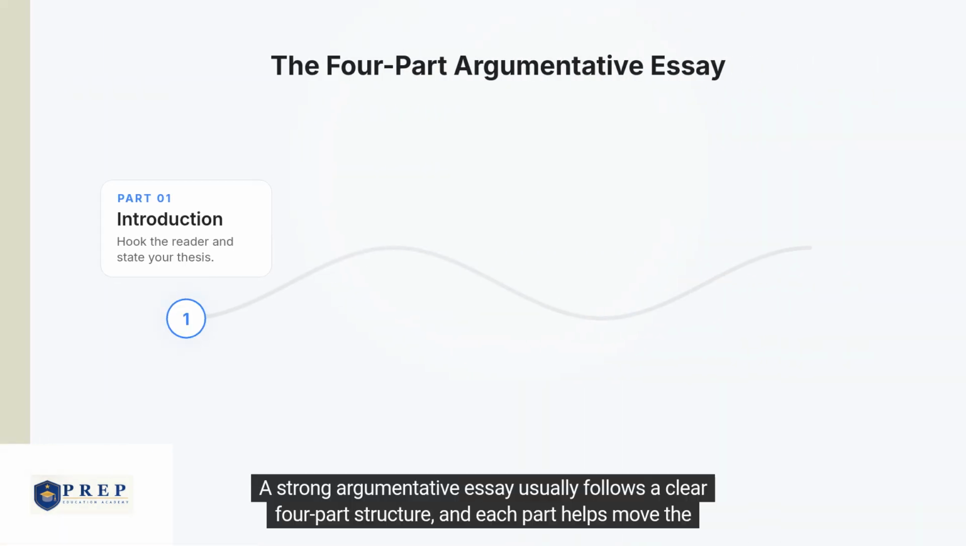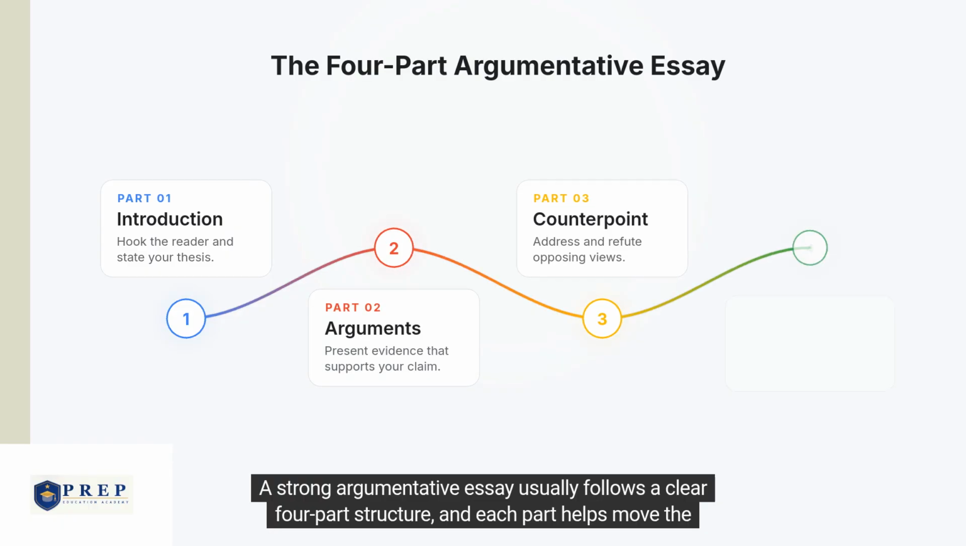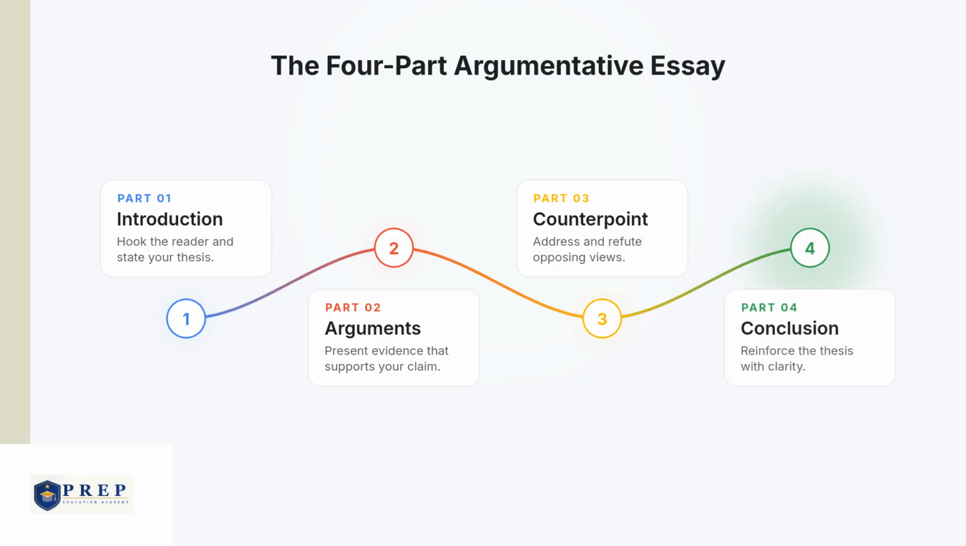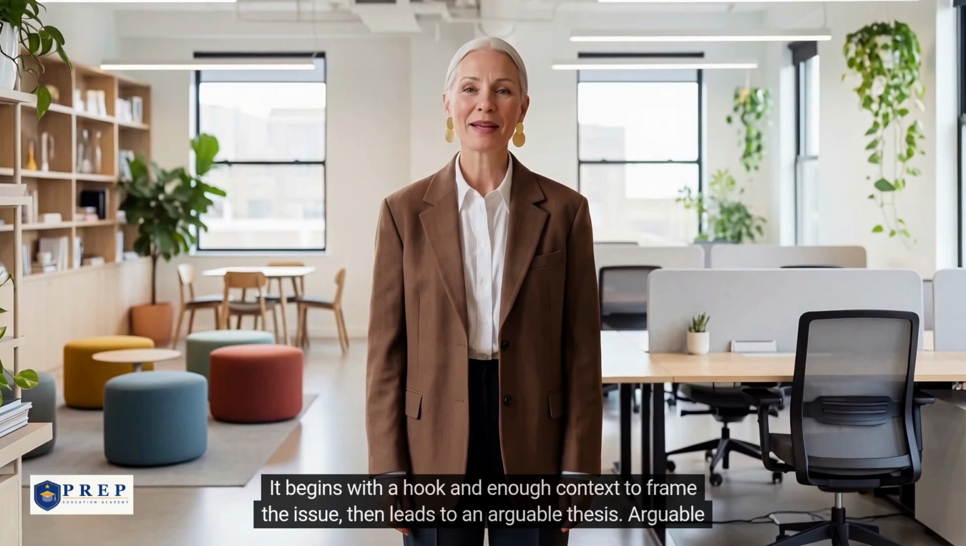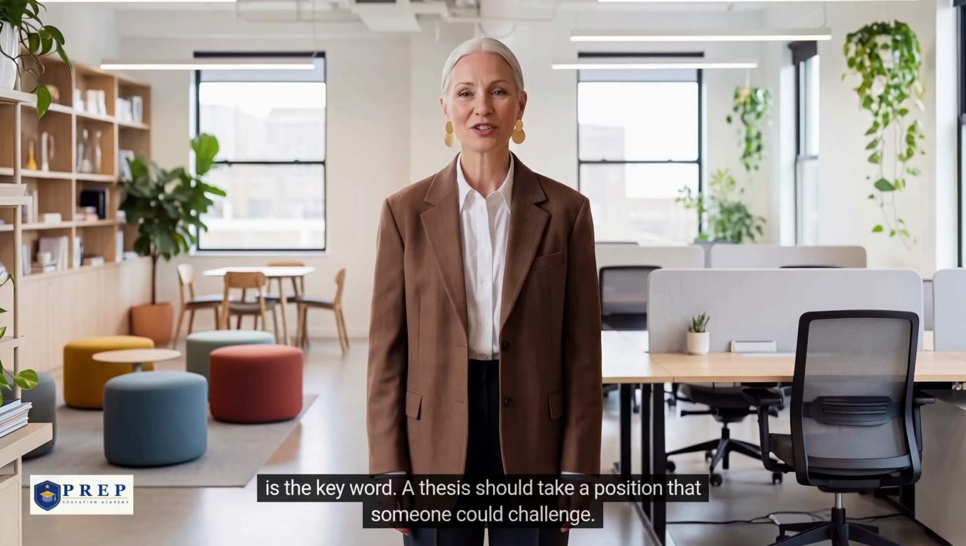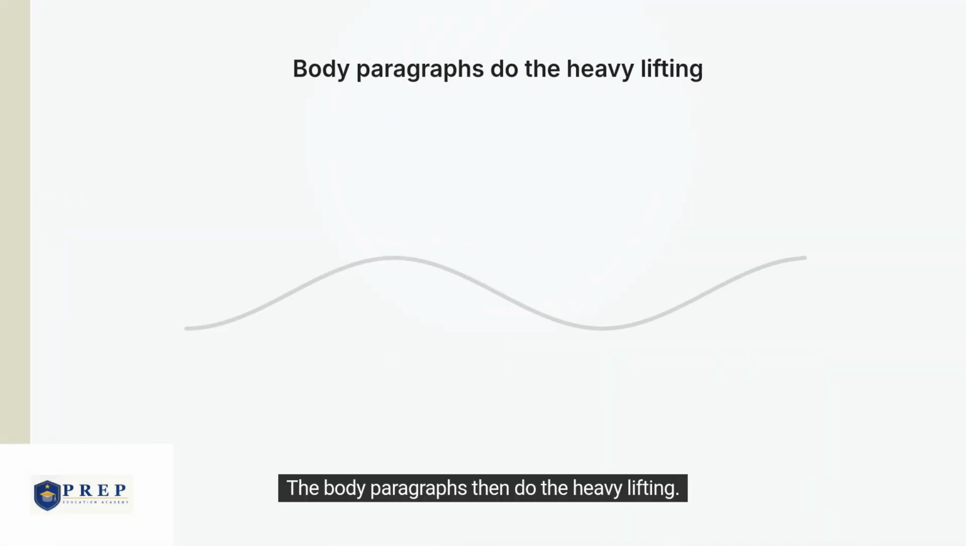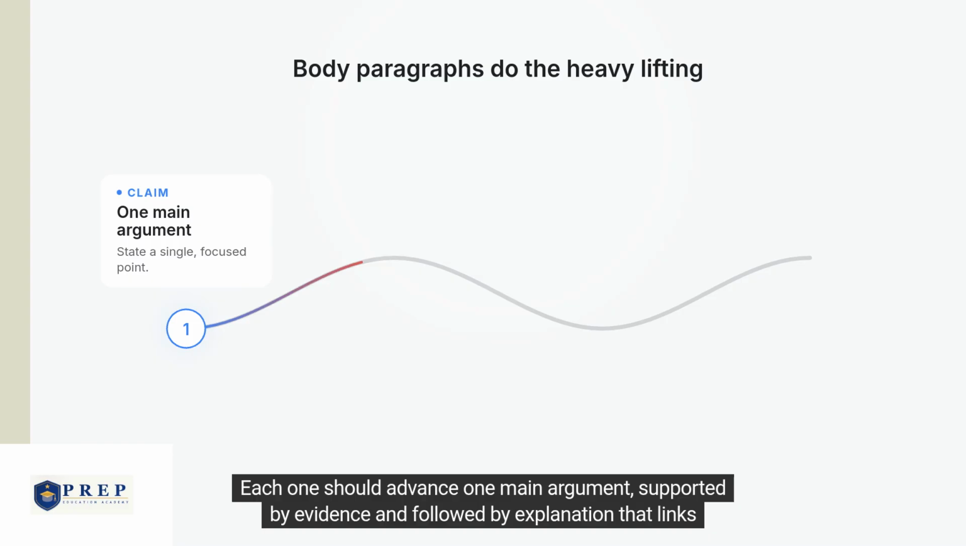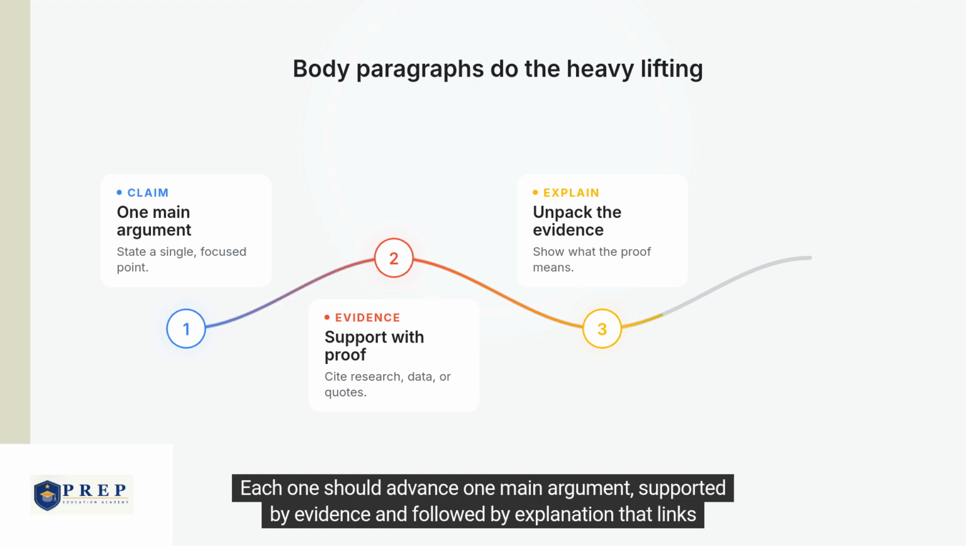A strong argumentative essay usually follows a clear four-part structure, and each part helps move the reader toward your conclusion. It begins with a hook and enough context to frame the issue, then leads to an arguable thesis. Arguable is the key word. A thesis should take a position that someone could challenge. The body paragraphs then do the heavy lifting. Each one should advance one main argument, supported by evidence and followed by explanation that links the evidence back to your claim.